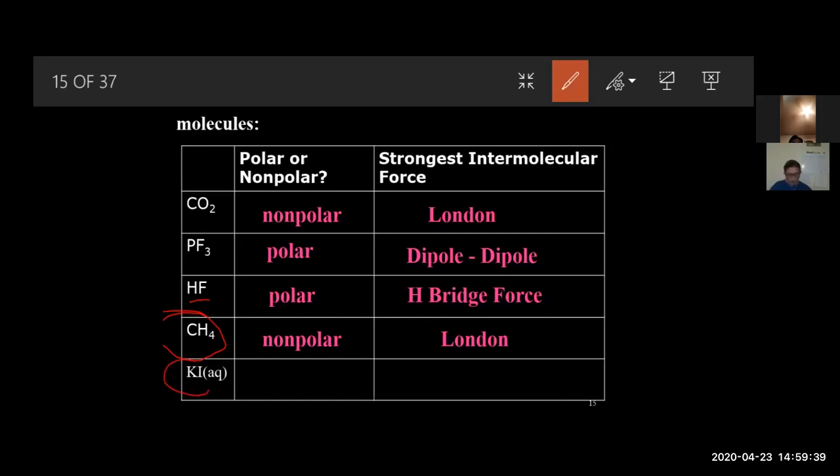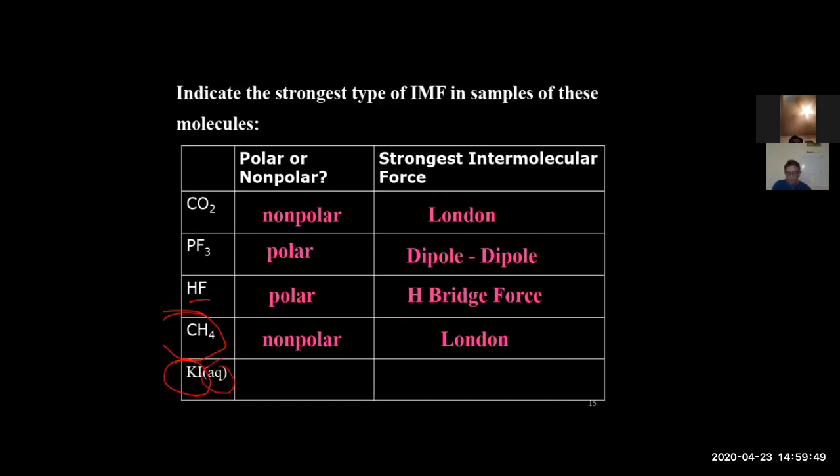We're dealing with potassium iodide, an ionic compound, because you got a metal and a nonmetal, plus you're told aq, aqueous. So the only thing here that could be involved is the ion-dipole forces.